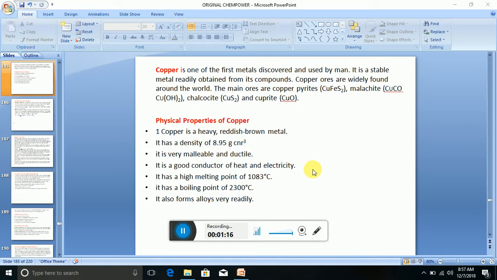It has a melting point of 1083 degrees Celsius. It has a boiling point of 2300 degrees Celsius. It also forms alloys very readily.